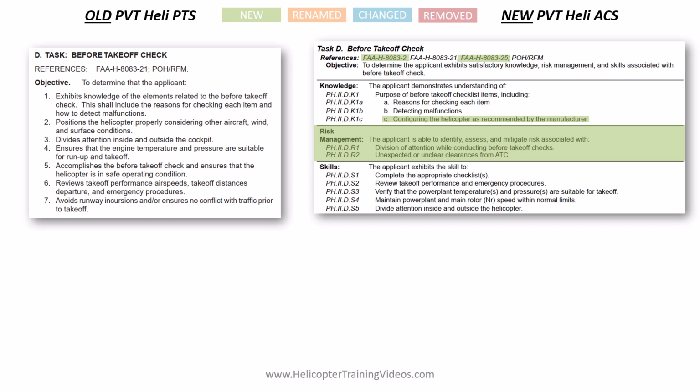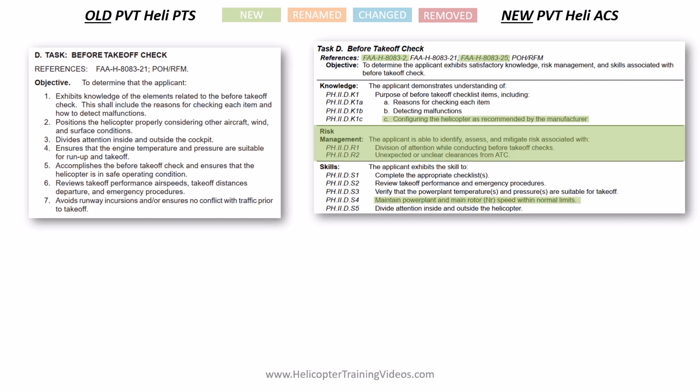Under the new risk management section, we're talking about now, assessing and mitigating risks associated with division of attention while conducting before takeoff checks. So making sure we're still on the ground or in a stabilized hover and not spending too much time looking in, making sure we're still looking out and keeping the aircraft under control. Unexpected or unclear clearances from ATC. That's kind of similar to Section 7 on the old PTS, which was avoid runway incursions, ensures no conflict with traffic prior to takeoff, etc.